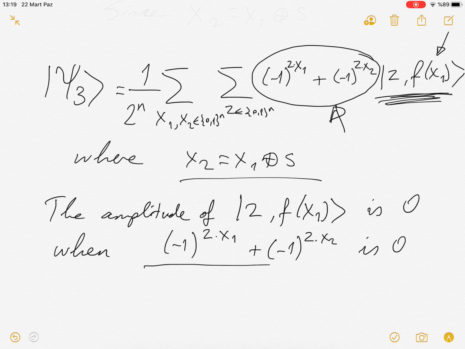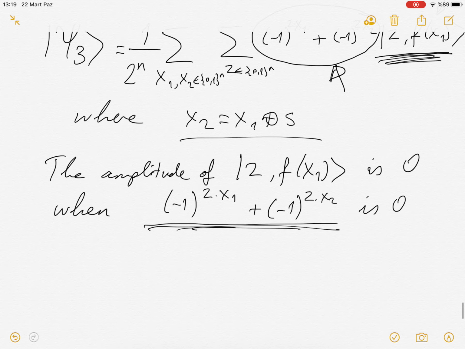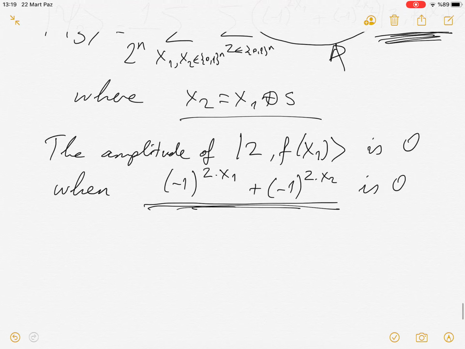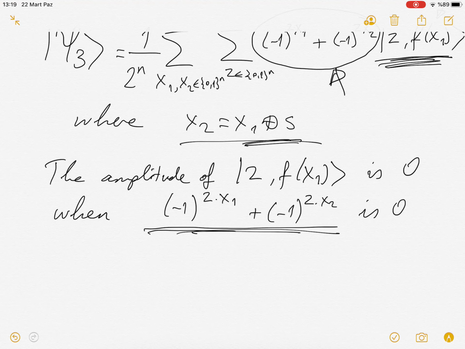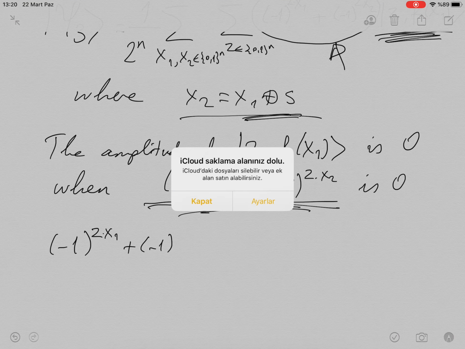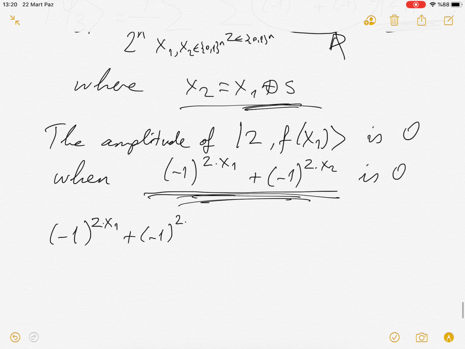But let's examine this expression in more detail. This expression is 0 when its equivalent is 0. And when I say equivalent, I mean replacing x2 by x1 XOR s. So let's substitute. This expression is equal to (-1)^(z·x1) plus (-1)^(z·(x1 XOR s)).